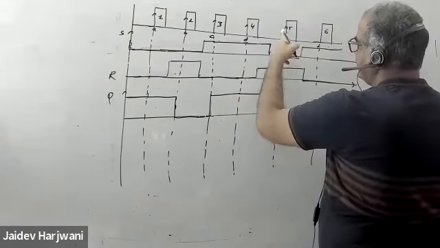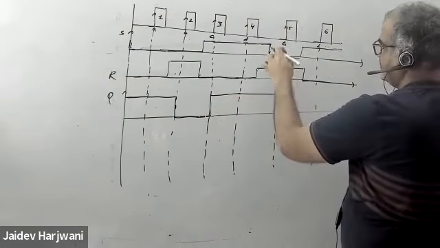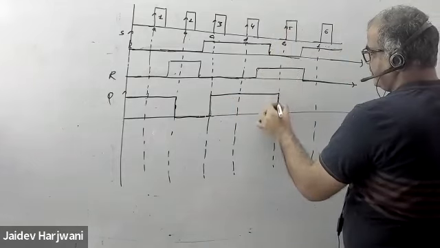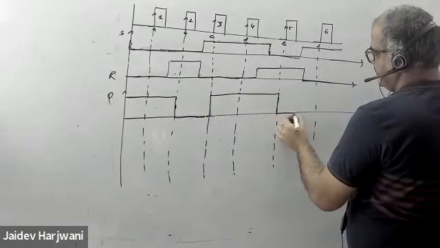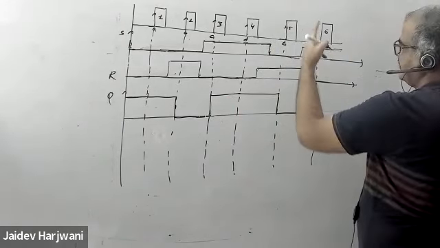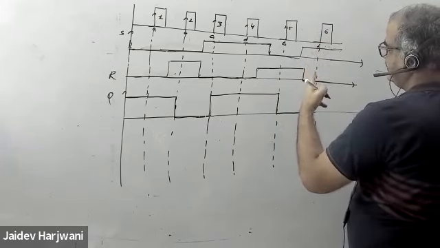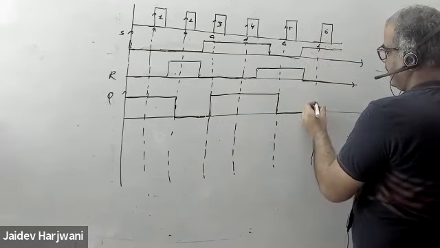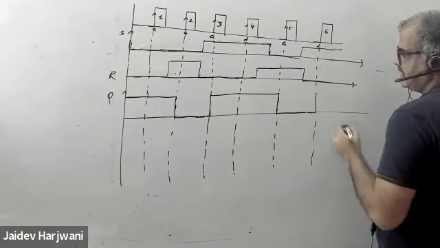Come here. This becomes 0, 1. So here it should be reset. It will go to reset here. Again the next transition will take place here. This is your 1, this is 0, so it will go up. Set condition.